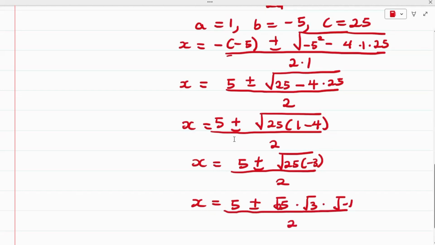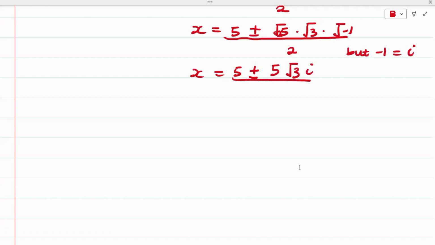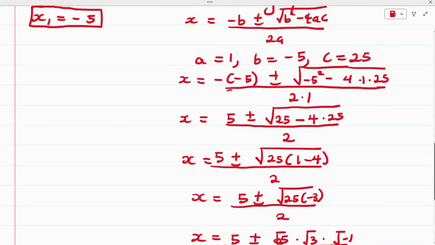This is 25. Okay, so from here we have that x is equal to 5 plus or minus the root of 25, which is 5 root 3, but the root of minus 1 is equal to i, so we have this to be i over 2. So from here we have that x2 is equal to 5 plus 5 root 3i over 2, and x3 is equal to 5 minus 5 root 3i over 2. So we have the value of x1, x2, and x3.